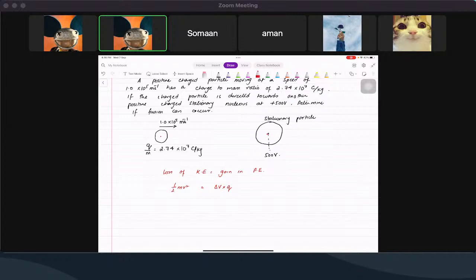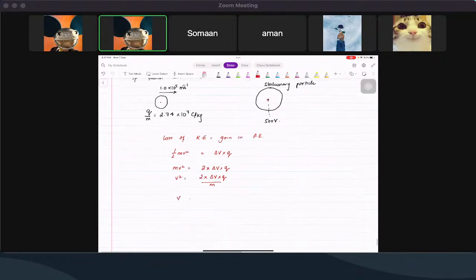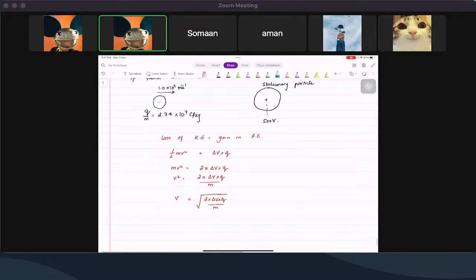So what I'm going to do is I'm going to multiply 2 there. So it's going to be mv square equals 2 times change in potential times charge, and then I'm going to divide by the mass on the other side, and then I'm going to take the root. So when I take the root, I'm going to get the velocity, that's this divided by the mass. Now as you can see that in this question you got charge over mass and potential and 2.